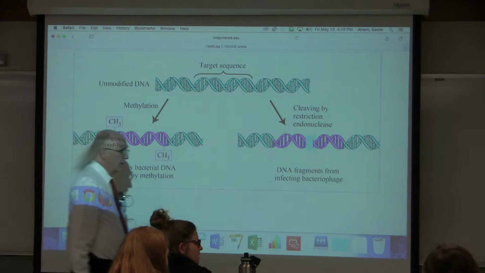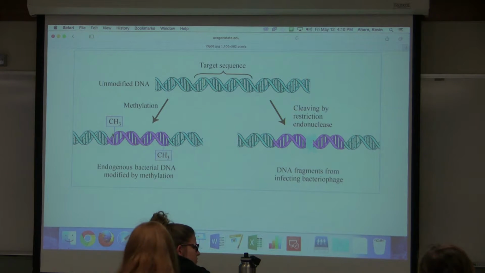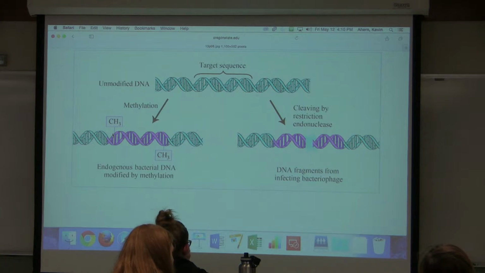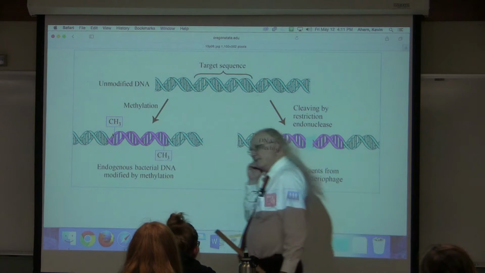Yes, Amy? Does that help with mutations? The question is, does this modification have anything to do with mutations? And the answer is no, it doesn't really have anything to do with mutations. So mutations will still be a factor for the polymerase. The methyl group, if that's what your question is, doesn't affect the polymerase in any significant way. But that's a good question, yeah.